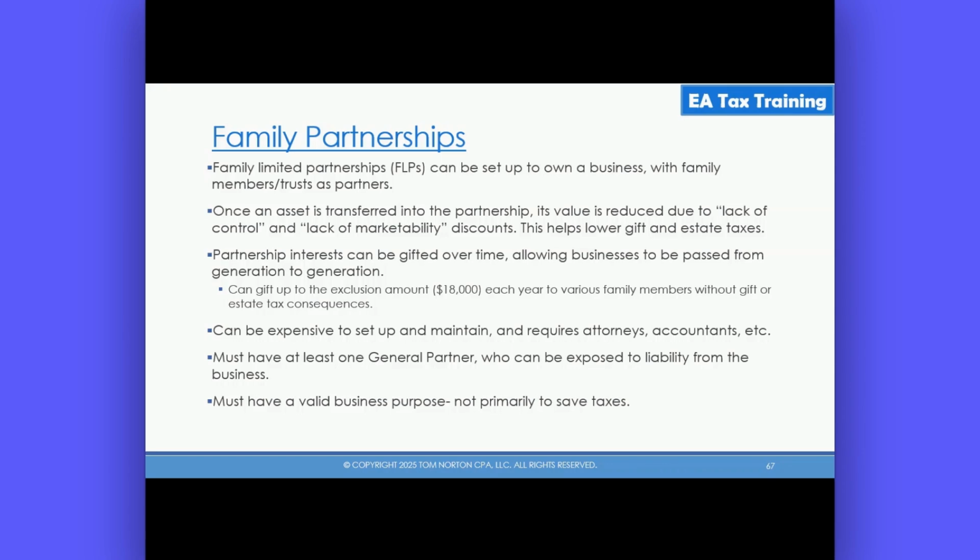So they will gift enough to not have to pay any gift tax. And that $18,000, by the way, that's the 2024 number that goes up each year with inflation. So every year they will give gifts that fall underneath that exclusion amount, thereby avoiding the gift tax. So over the years, they can transfer the entire business to the next generation with no gift or estate taxes.